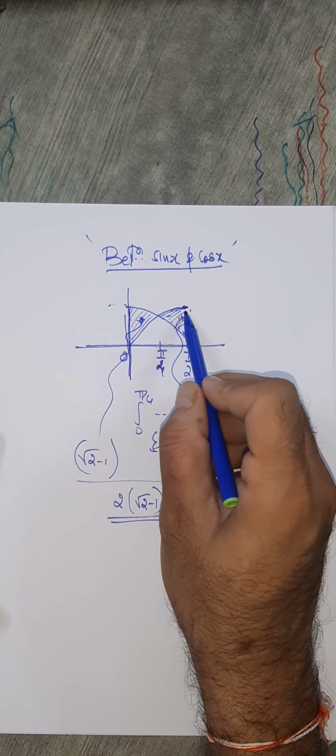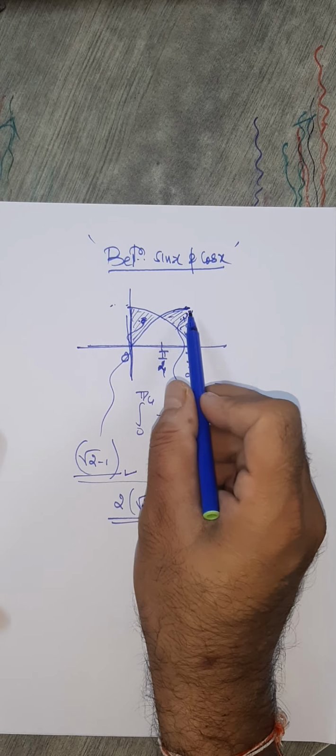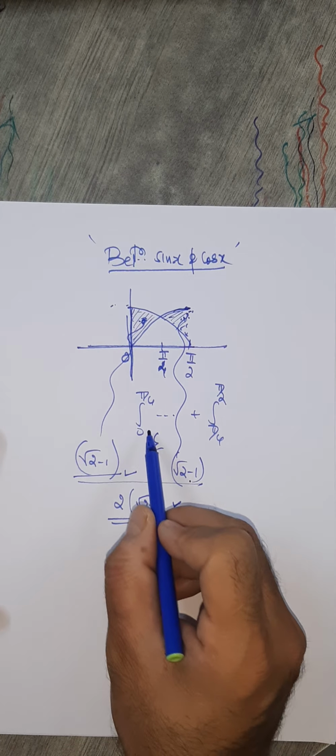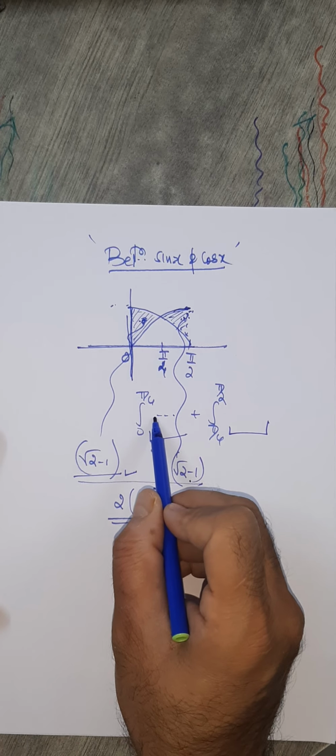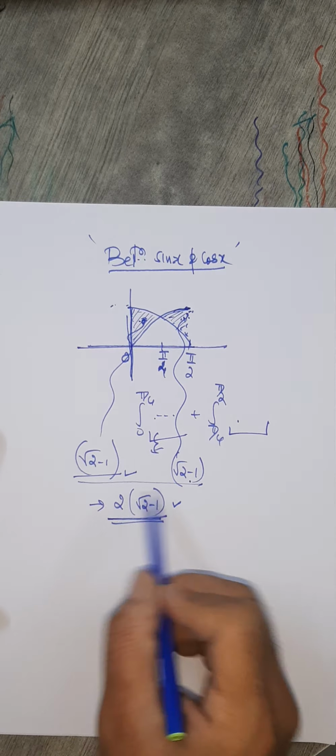In the shaded portion that I showed you, this portion will always be root 2 minus 1. These two are symmetric, so this will also be root 2 minus 1. You integrate and see, using the f(x) minus g(x) concept. So we'll get double of root 2 minus 1.